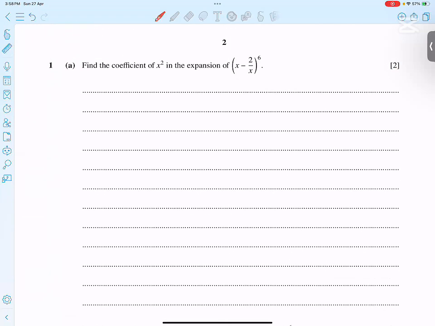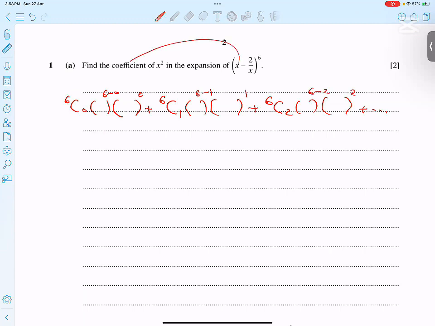Question number 1, find the x squared coefficient in this expansion. So what is the power? 6. So the terms are 6C0, 6C1, and 6C2, and stop. First power is 6 minus 0, which comes from here, and then 0 goes directly. Then 6 minus 1 and 1, 6 minus 2 and 2.